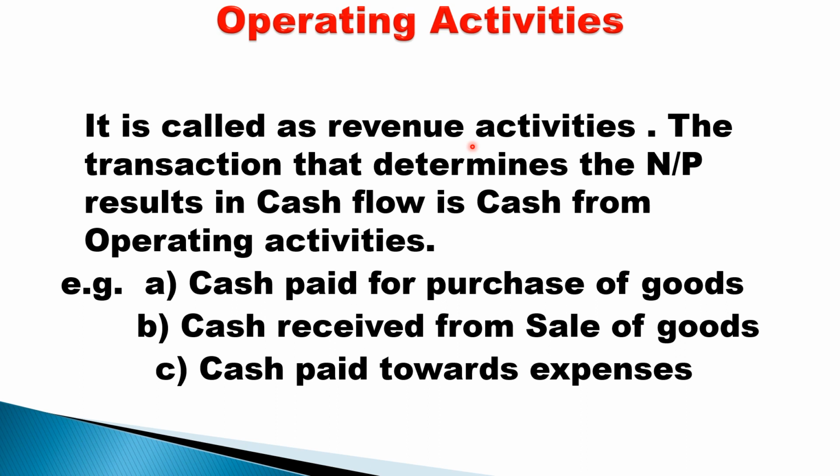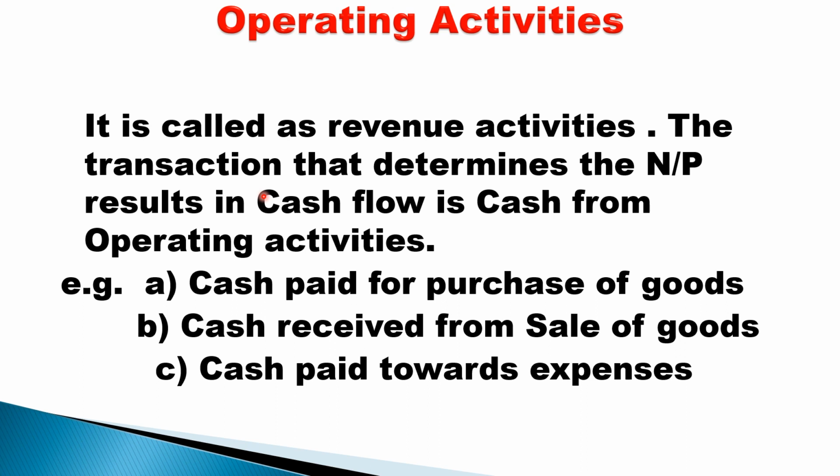All these are called revenue activities, day-to-day activities. From our regular day-to-day activities, we may receive cash, we may make payment of cash. That is called cash flow from operating activity. By undertaking business operation, we may get certain flow of cash. The transaction that determines the net profit results in cash flow is called cash from operating activity.